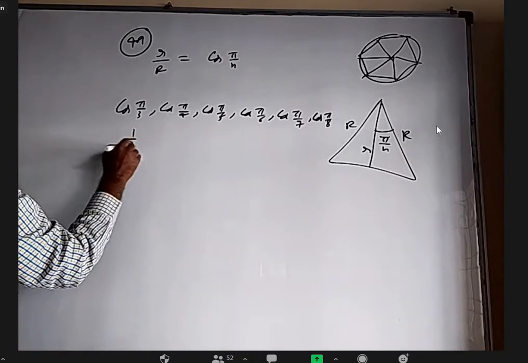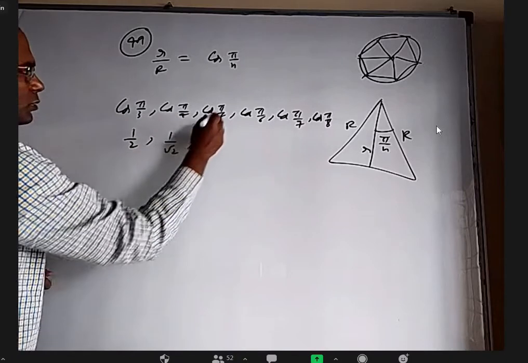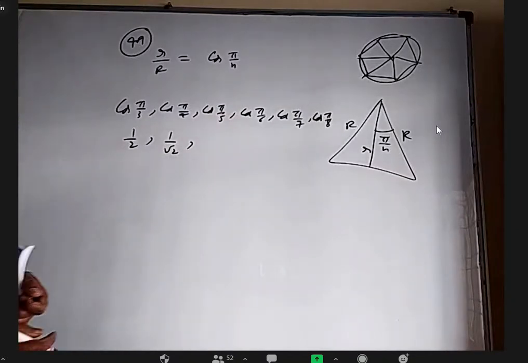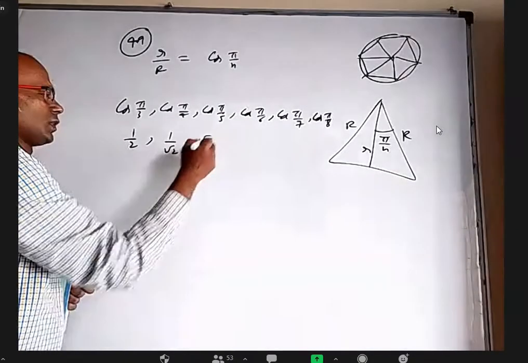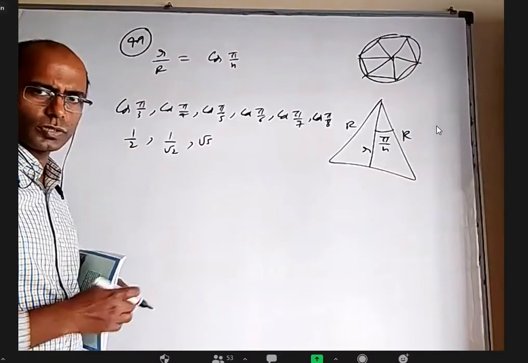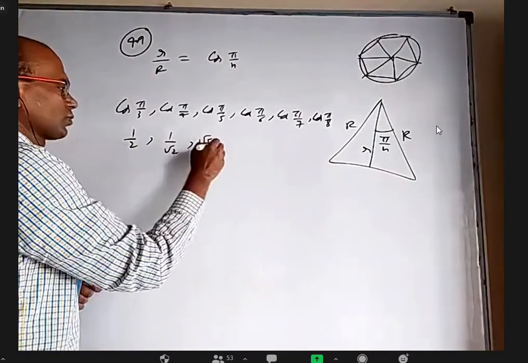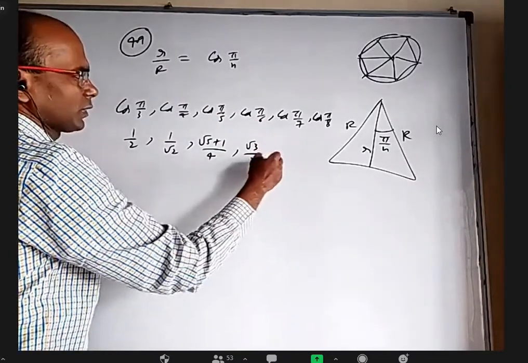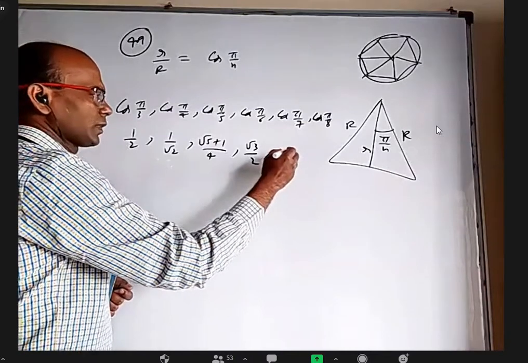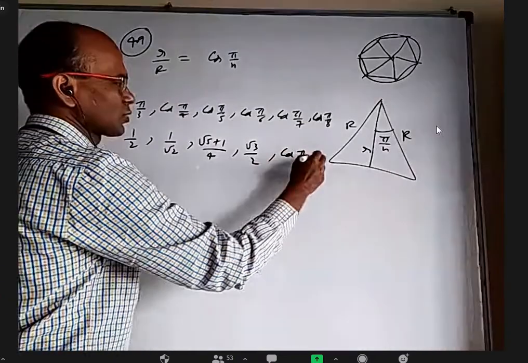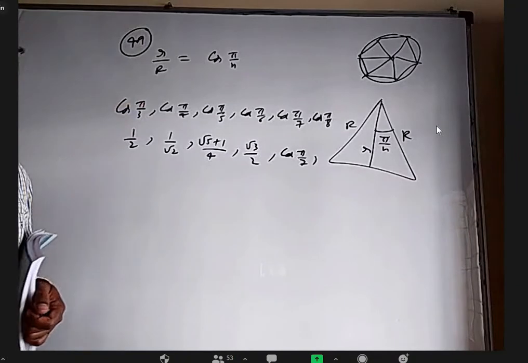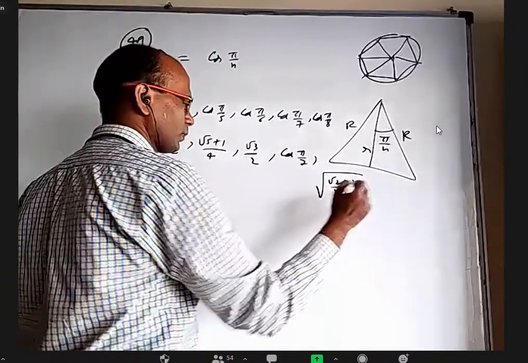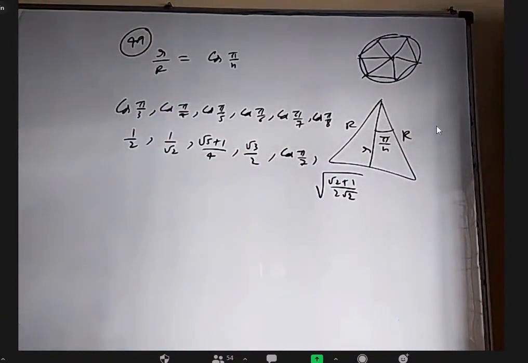Cos pi by 3 is 1 by 2, cos pi by 4 is 1 by root 2, cos pi by 5 is cos 36 degrees, which is root over 10 plus 2 root 5 by 4, isn't it? No, root 5 plus 1 by 4, sorry, sin 54. Cos 30 is root 3 by 2, and cos pi by 7 is a little difficult. We'll leave it as cos pi by 7, just to get an idea. Cos pi by 8 is 22 and a half degrees. I think it is square root of root 2 plus 1 by 2 root 2. Okay, so some more values.